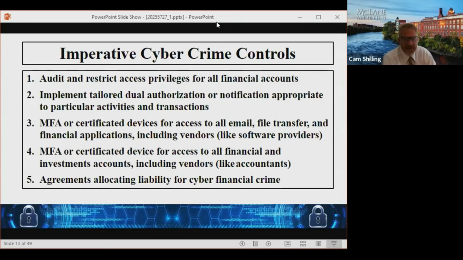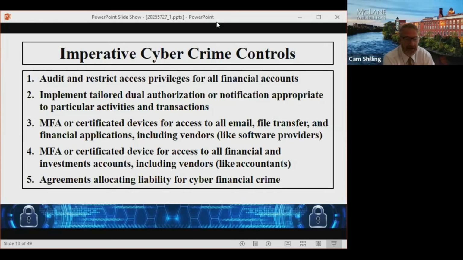For other types of activities, we may just want dual notifications. So when a new ACH payee is set up, or a new employee is set up in a payroll system, we're going to want a second person to get notification of that so that they can ensure that that's a proper transaction. That's not either a rogue employee trying to steal money or a bad actor who's got access somehow trying to steal money. Number 3, we need to make sure that all of our financial accounts and applications have multi-factor authentication.